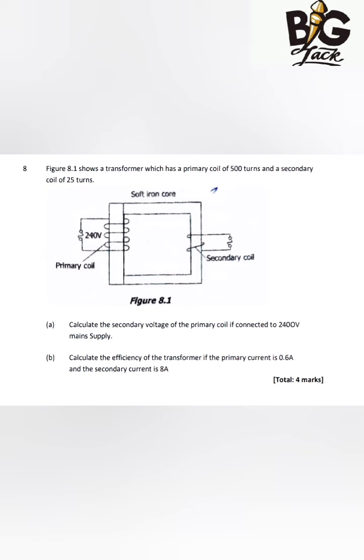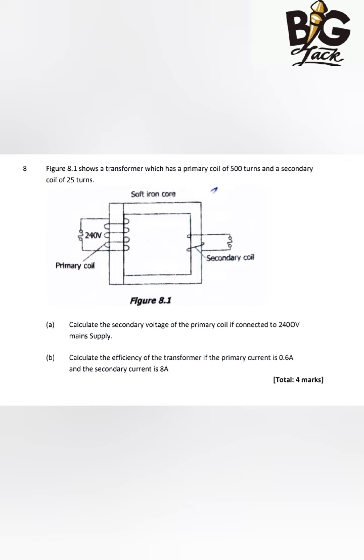Usually a transformer is made of a soft iron core, for some reasons. The reason is that soft iron is easily magnetized and also easily demagnetized. If you use steel, steel is going to form a permanent magnet.